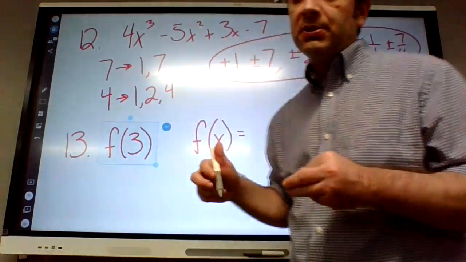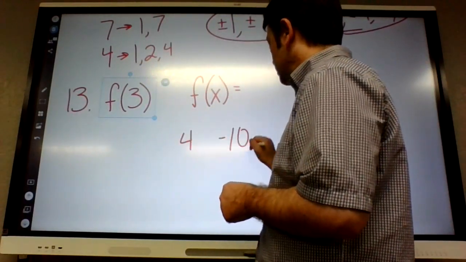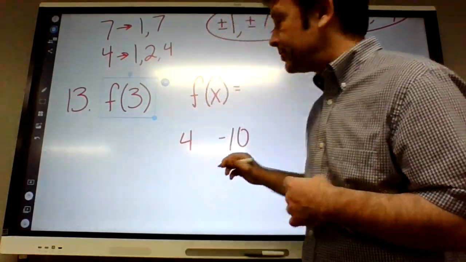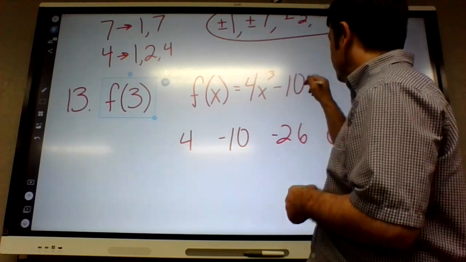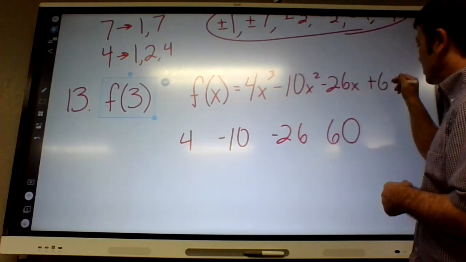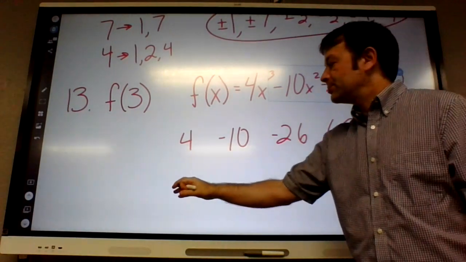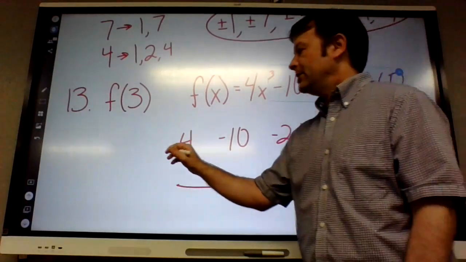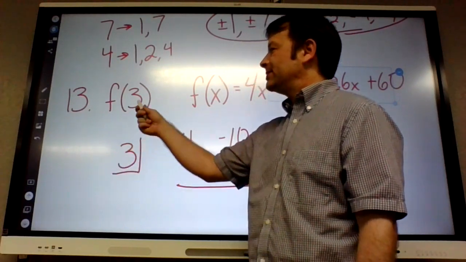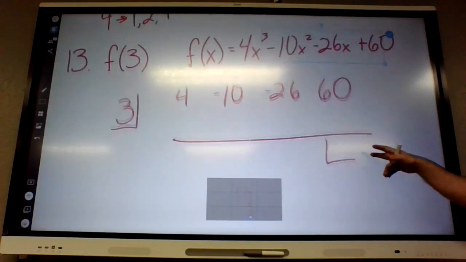4, negative 10, negative 26, 60. Okay, so here, I'll just write it. The old way to do it was we just put in 3 for the x's and then just saw what came out. You can do this synthetically, and the number that comes out at the end would be the same thing as doing it the old way, like where the remainder is. Now, we're not dividing this time. We're not doing division, really. So the number that we're going to put in the box is not going to be the opposite thing. So it's just going to be 3. Okay, but yeah, it works the same as division.